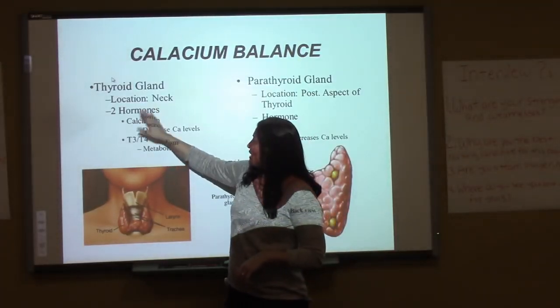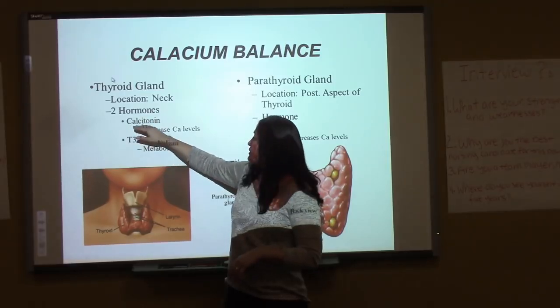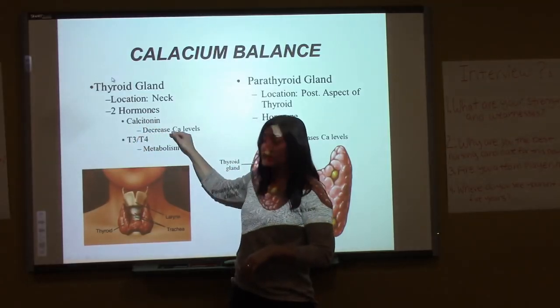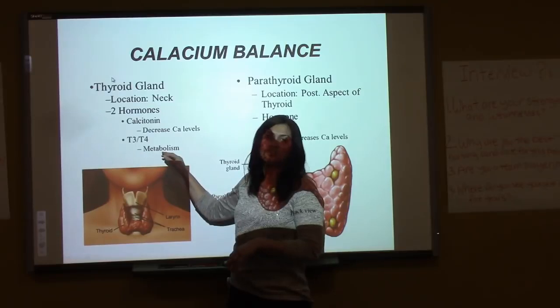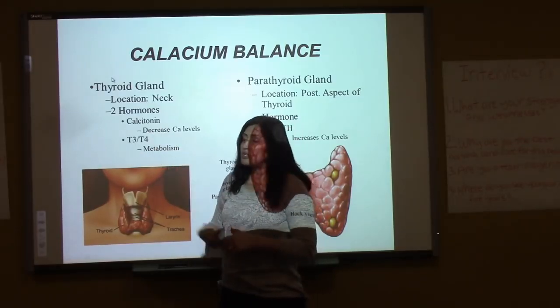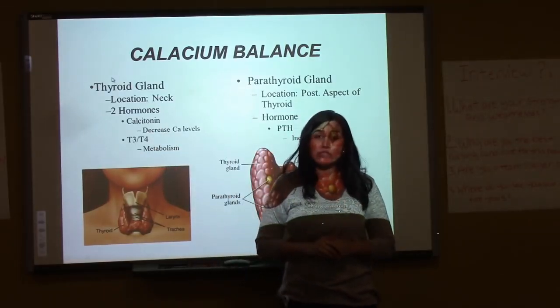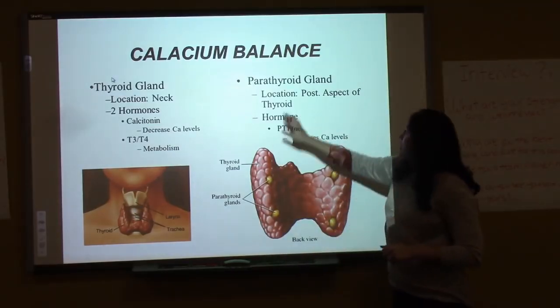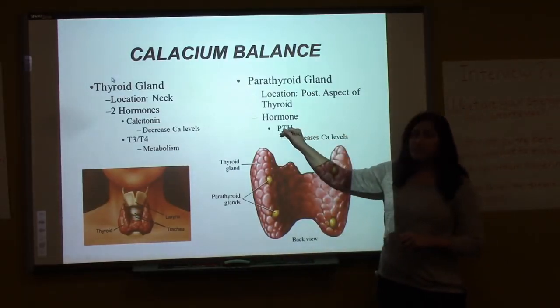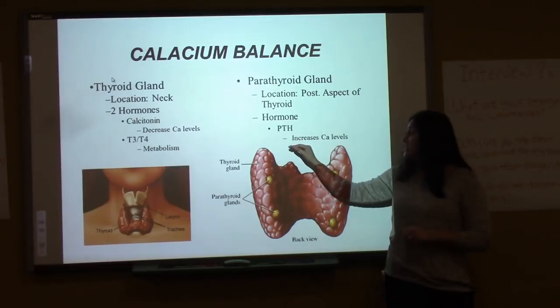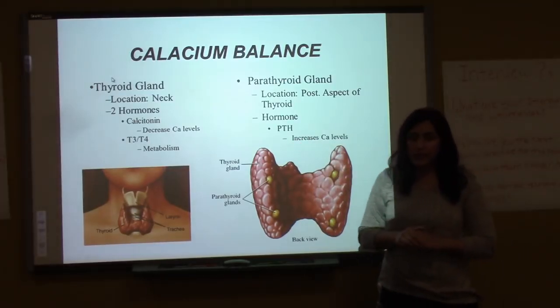gland. The thyroid gland releases two hormones. It releases calcitonin, which is for calcium, and T3, T4, which is for metabolism. So what is the function of calcitonin? It's to decrease blood calcium levels. The parathyroid gland releases a hormone called parathyroid hormone. Its function is to increase calcium levels.